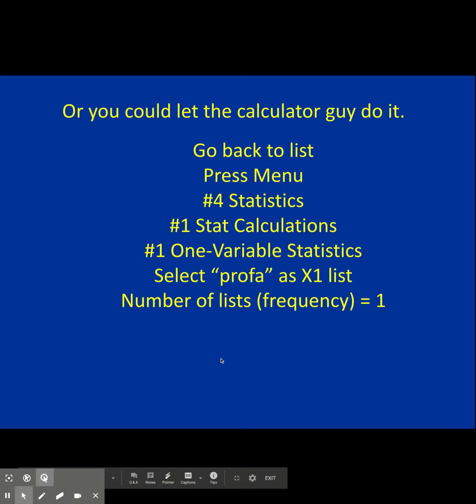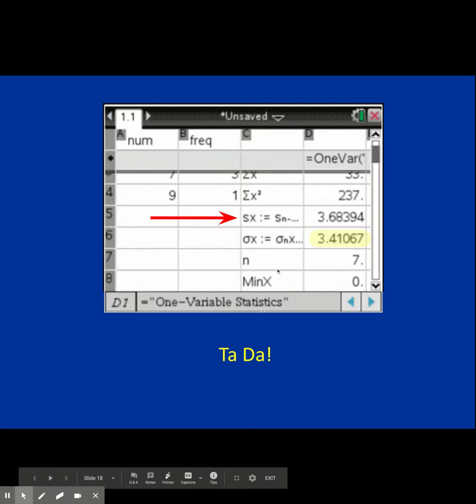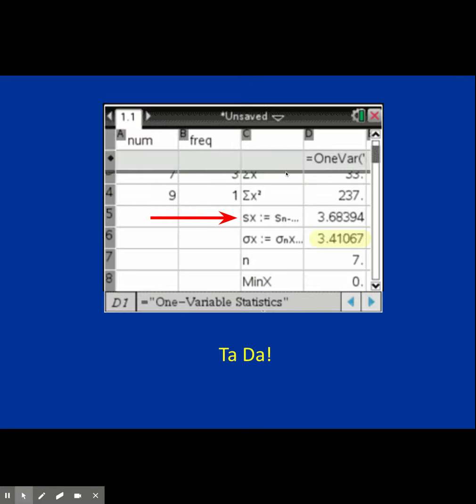Okay, if you go through and you run this whole thing, this is what you get. There's a bunch of stuff, but then you have to scroll down a little bit and you'll see the standard deviation here. Okay, so you may be asking yourself, why are there two of them? You have Sx and sigma x, and you get different values here. The one that you want for now is this one, Sx.